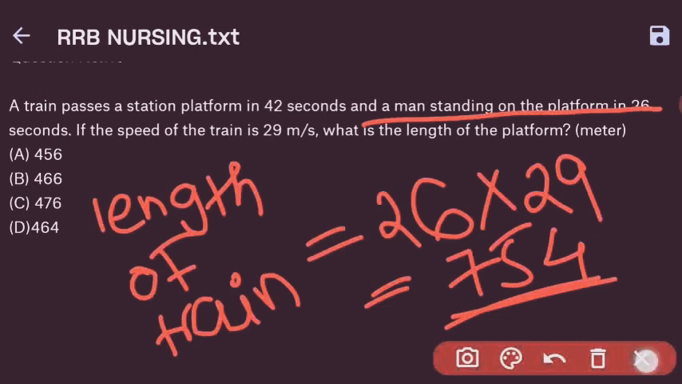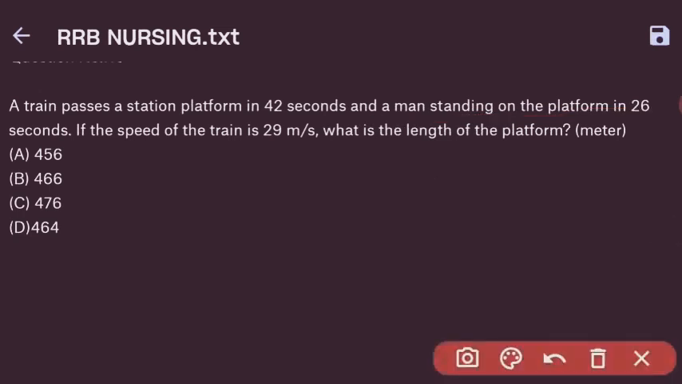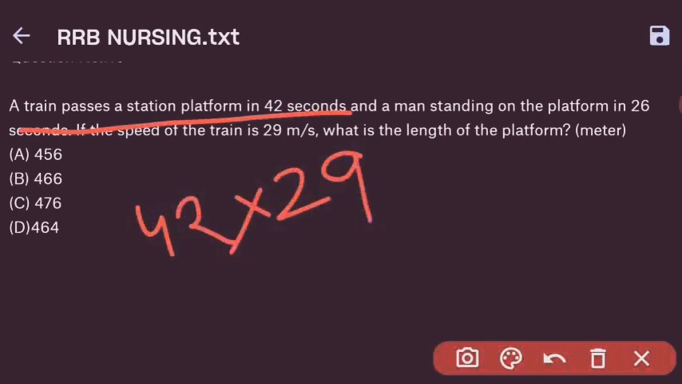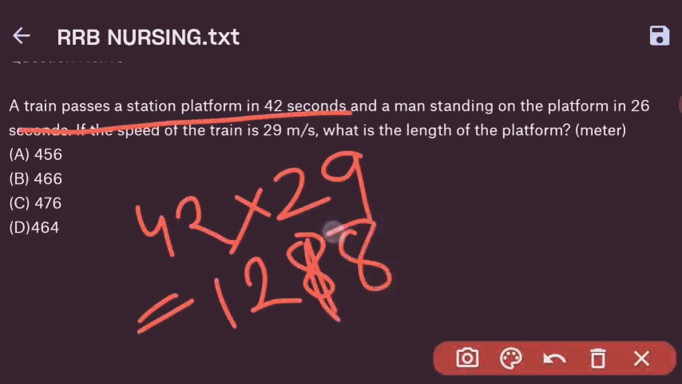Then here they include the train passes the station platform in 42 seconds. So here the whole distance covered by the train is 42 seconds into speed. Okay, so when we calculate it we get the answer of 1218. So here the total distance covered by the train is 1218.